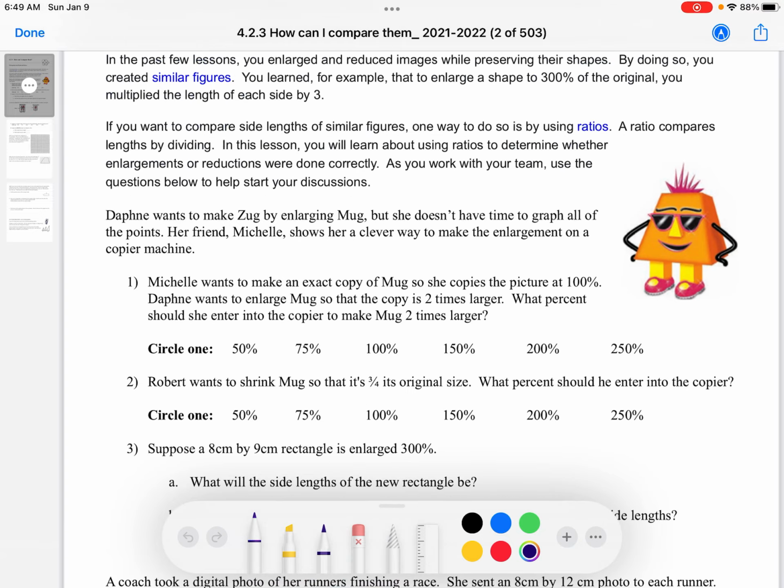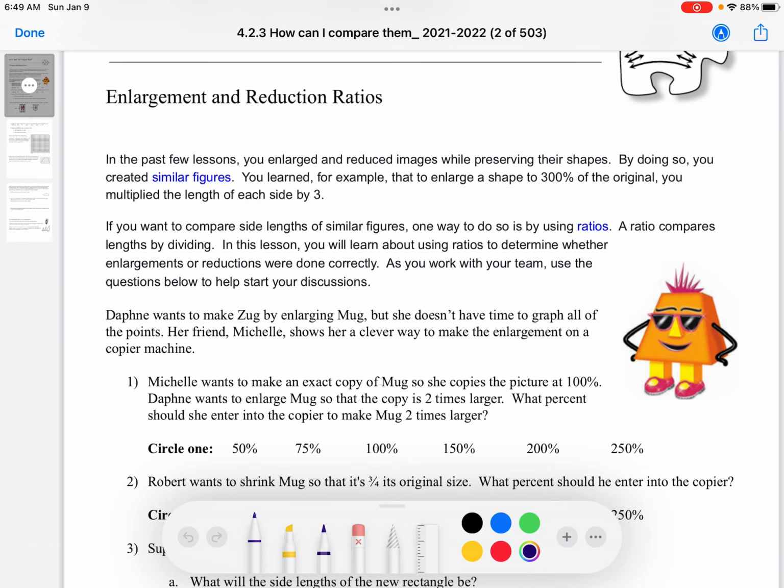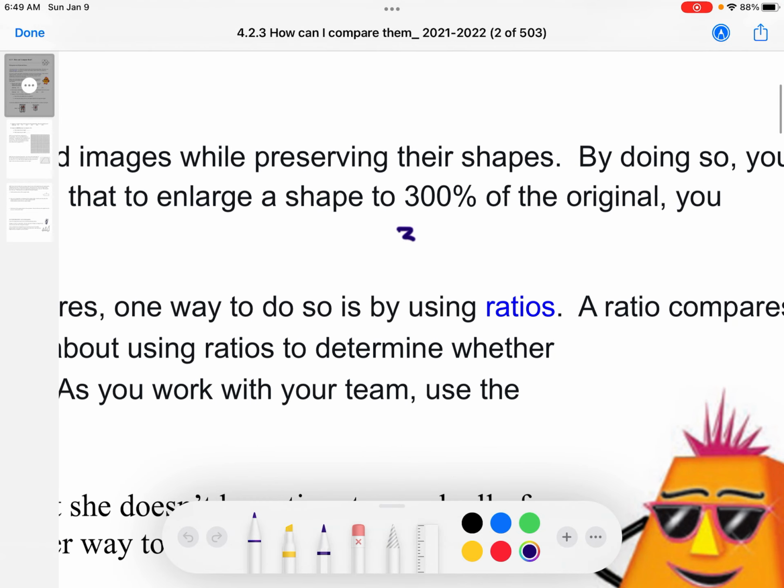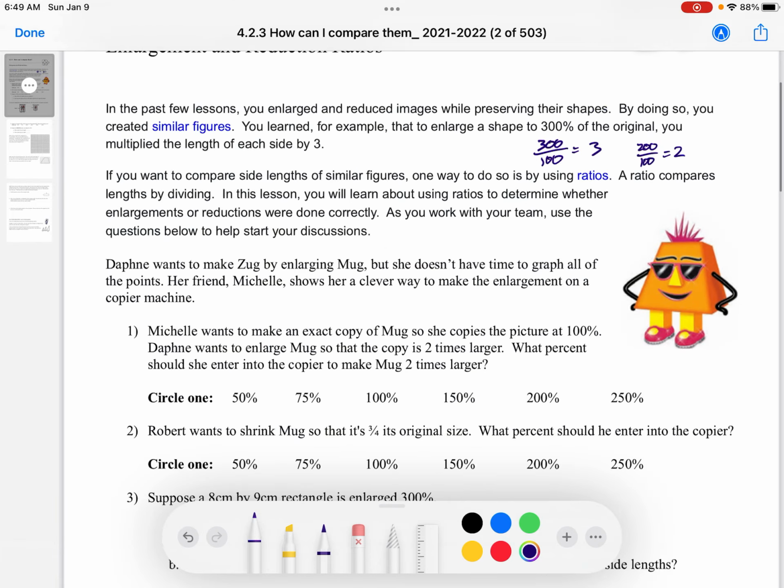Well, if I go back up here, and we think about 300%, that's 300 per 100, and that equals 3. So what would I do if I started with a 2 and I need to work backwards? I need this to be over 100. Well, it's got to be 200, which makes that 200%.